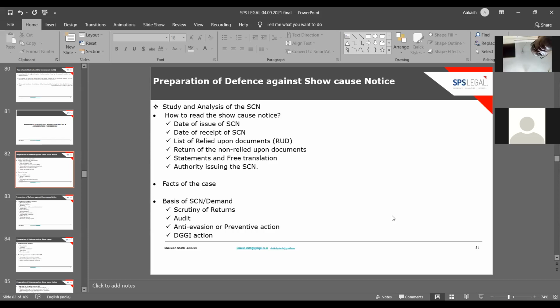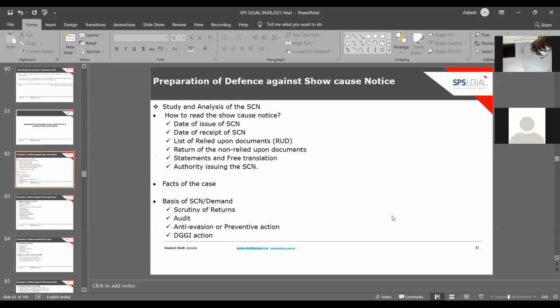The department cannot retain it on the ground that it may not be relevant for the defense. That is not for the department to say. The party may use it for its defense, or may not use it, but it is your right to ask for the non-relied upon documents. And if any statements are provided in a language other than English, then it is your right to ask for the free translation in English.